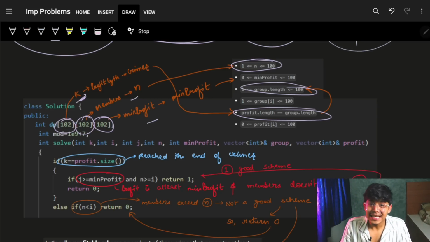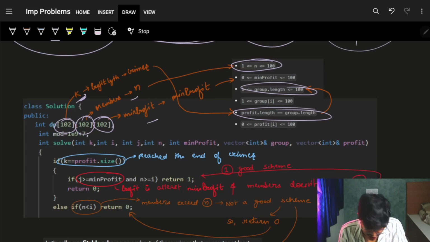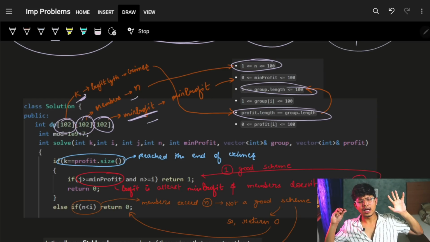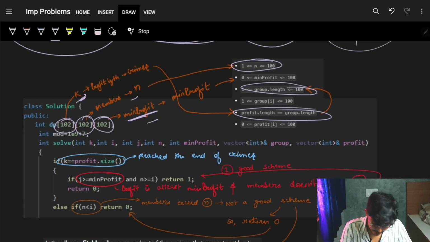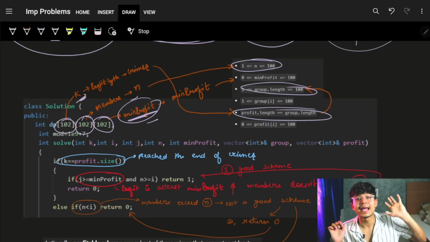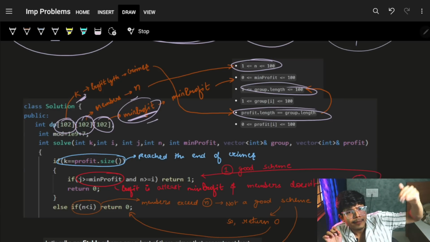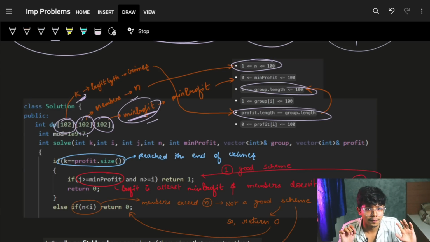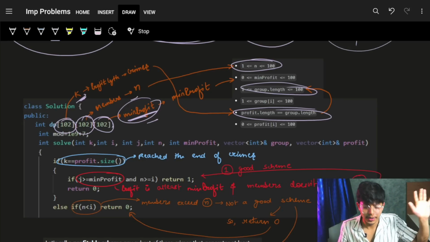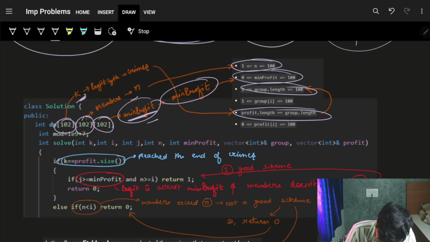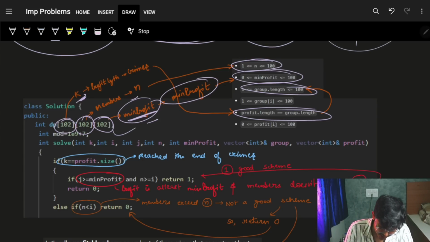As for the minimum profit condition, I just want my profit to reach the minimum profit, and then I am good. I'm not concerned about the profit beyond minimum profit. As soon as my profit reaches minimum profit, I am good. That is the reason I just put that minimum profit is 100. I put this condition.